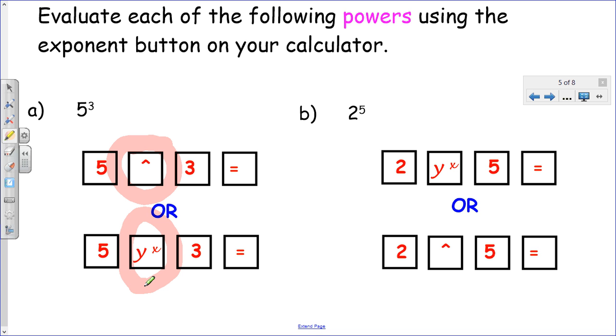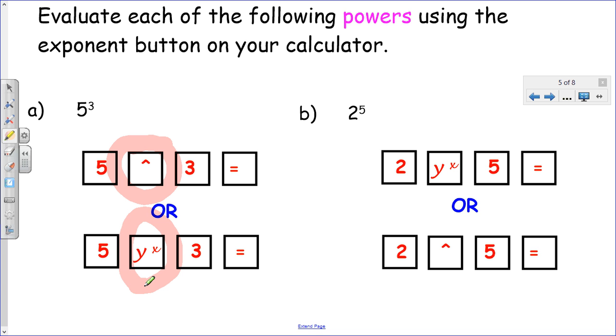So when you do 5, press the exponent button, one of the 2 buttons that I've circled in pink on the screen, then press 3 for the exponent and press your equal button. You should get the 125 we got on the page before. Pause the video and try and evaluate that now. Once you've done part A, evaluate part B with your calculator.